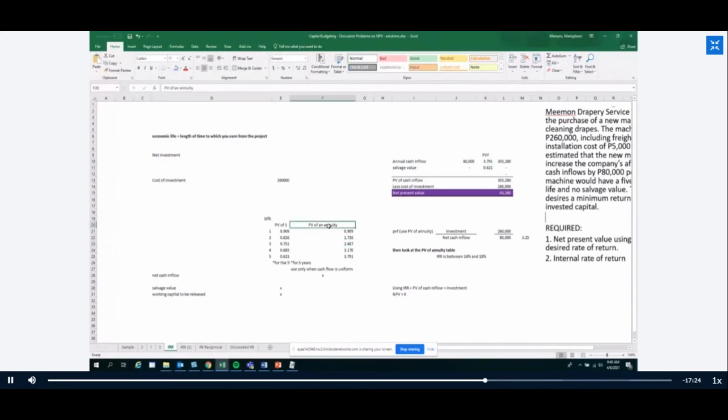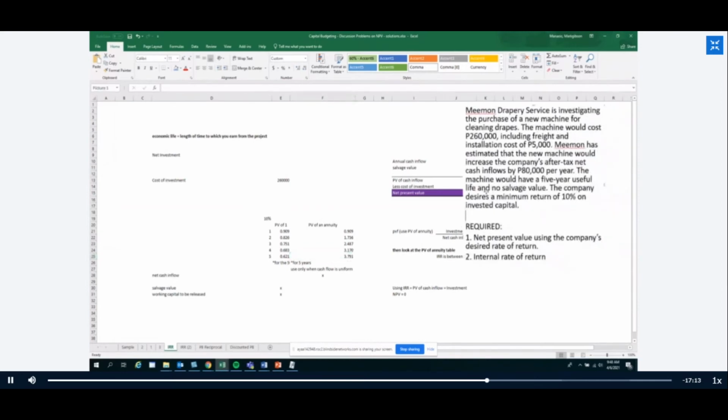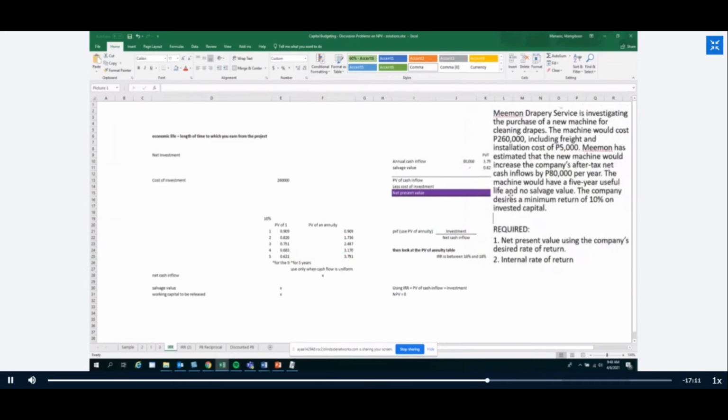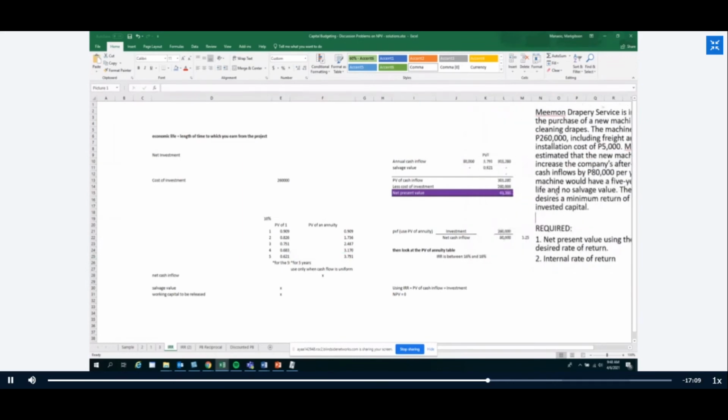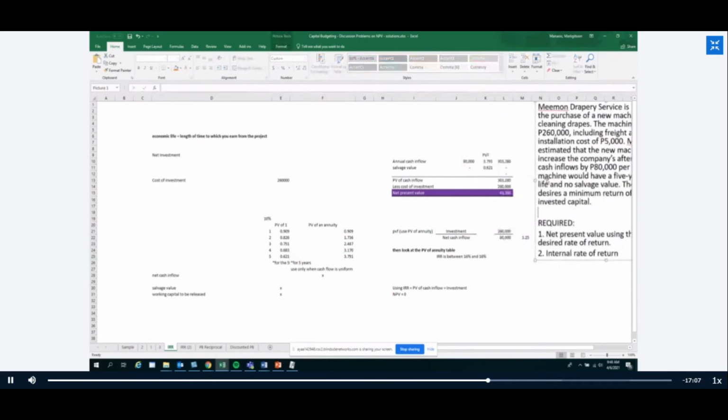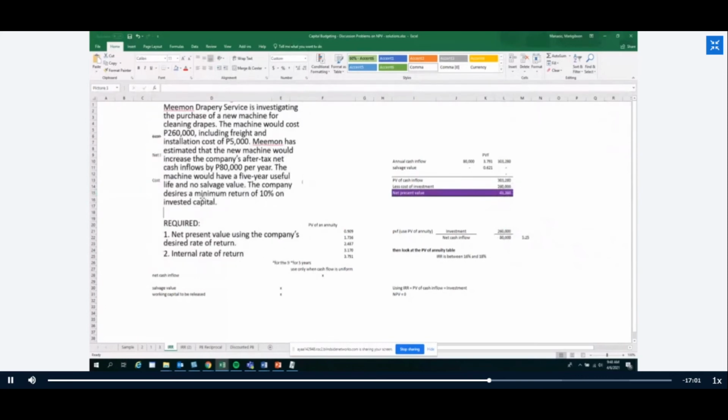Yung cumulative, no? Kasi uniform yung cash flow. Ngayon, meron bang salvage value? Wala. Meron bang working capital? Wala. So, 0. So, in this case, your total net present value is 43,280. So, okay tayo dyan, no? So, that's requirement number 1.